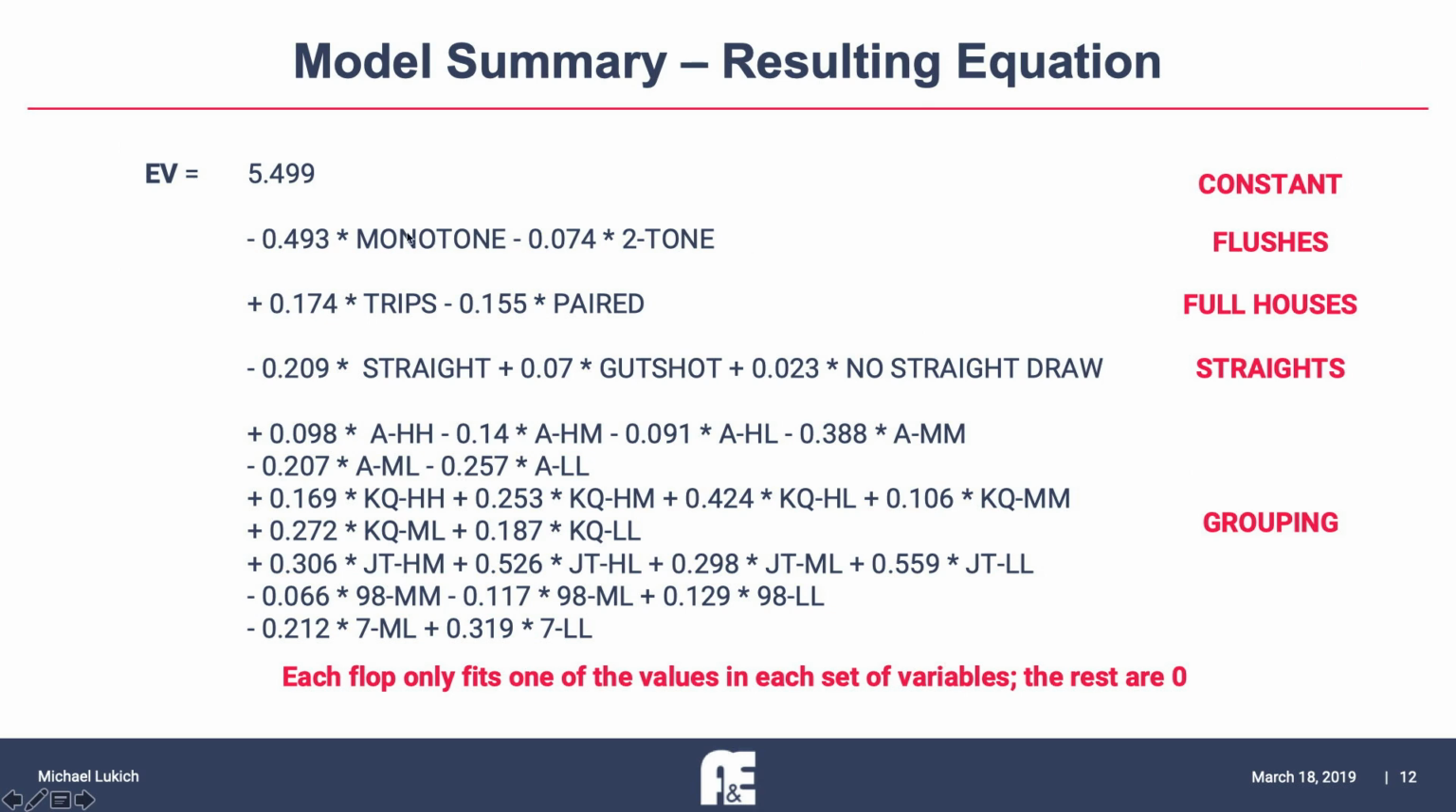Then we add in our flushes, which again, these are binary variables. So if it is monotone, this is what gets subtracted, and the rest gets zeroed out. If it's a rainbow board in this scenario here, both of these coefficients actually get zeroed out. So we'll have our flush group, our full house group, our straight group, and then we'll have our combo grouping. And again, each flop only fits one value in each set of variables. The rest are going to be equal to 0.